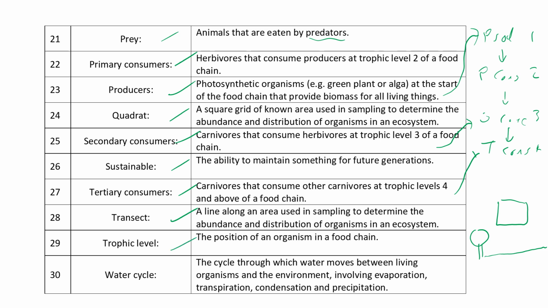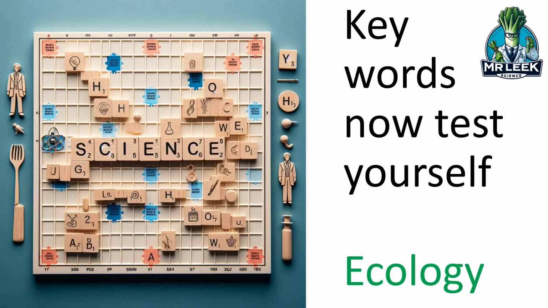The cycle through which water moves between living organisms and the environment, evaporation, transpiration, condensation, precipitation, is the water cycle. Right, there's a fair few words in that. Not that tricky, right? It's just remembering exactly what the differences between all the key definitions are.